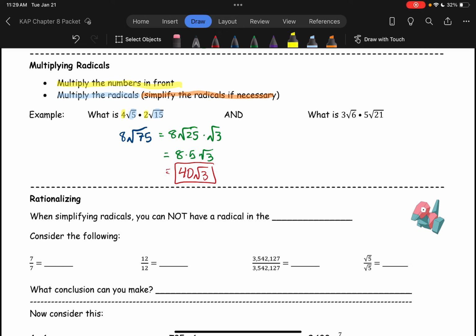If I want to multiply 3 square root of 6 times 5 square root of 20, well, you multiply the numbers out in front. 3 times 5 is 15. And then you multiply the numbers under the square root together. So we got square root of 6 times square root of 21. 6 times 21 gives you 126. So we got 15 times square root of 126.